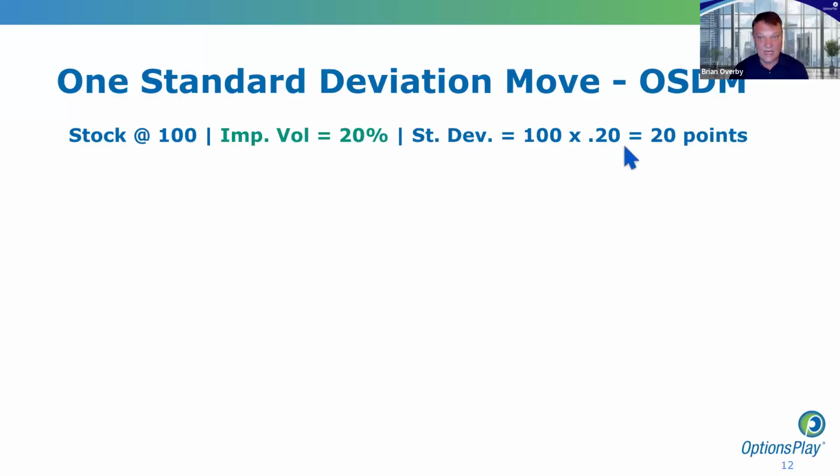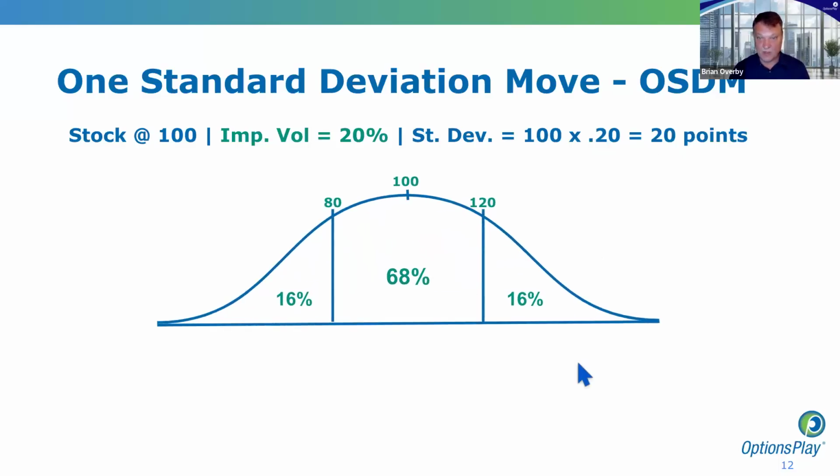And once I do that, then I know that most of the time the stock will stay within a 1 standard deviation move, 20 points to the upside or 20 points to the downside. So I can draw a curve. And here's the way my curve looks. And this is the bell-shaped curve that you've heard of. You may not have, you didn't have to take statistics in college or high school, but the concept of the bell-shaped curve has been around for quite some time.